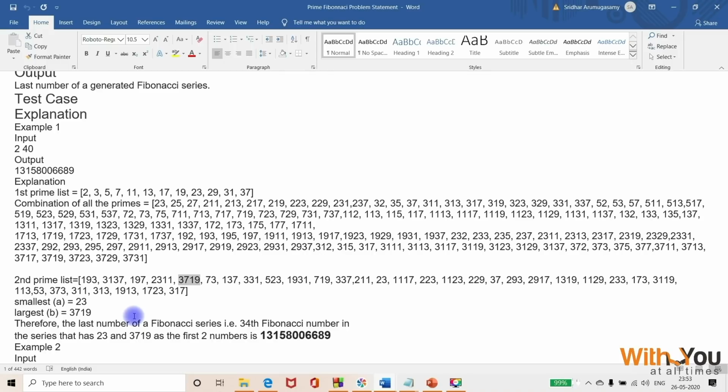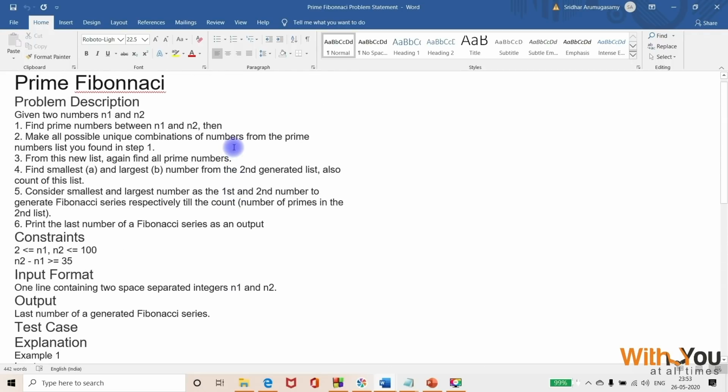Therefore, the last number of the Fibonacci series is, which means, I think, right. Consider the smallest and the largest number as the first and second number to generate the Fibonacci series respectively till the count. Right. Good. And print the last number of the Fibonacci series as an output.